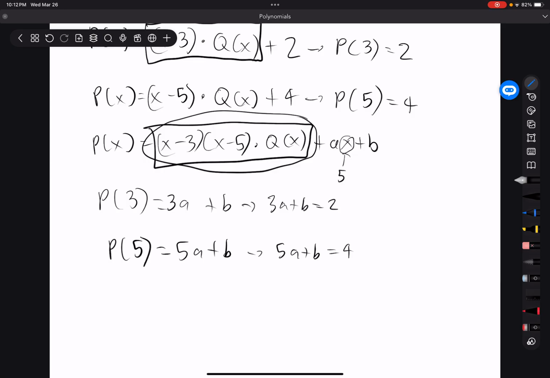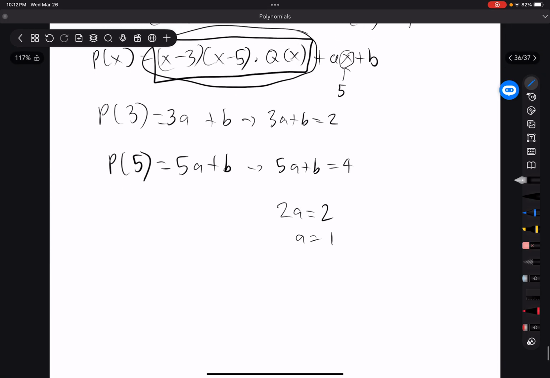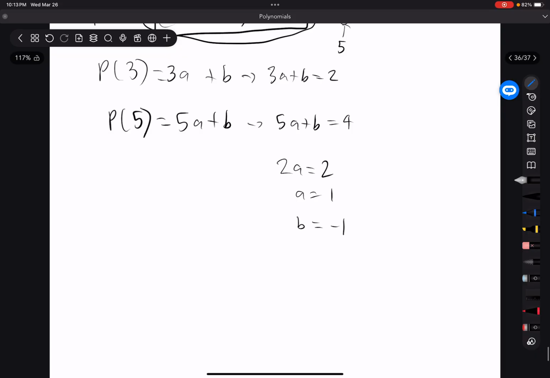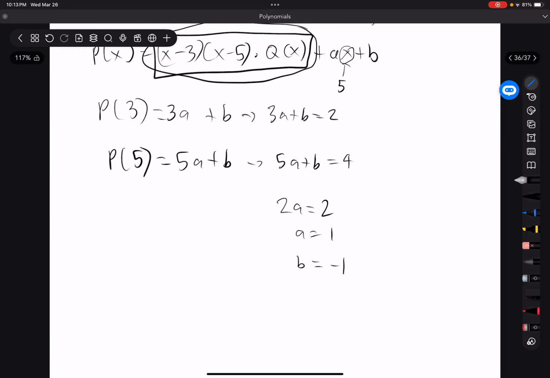So now we can solve these. We can subtract the first equation from the second equation to get 2a equals 2. That means that a equals 1. And that means that when a equals 1, b equals minus 1. So we realize then that our answer is just going to simply be ax plus b, or when you plug in a equals 1 and b equals minus 1, 1x minus 1, which just simplifies to x minus 1, which is our final answer.